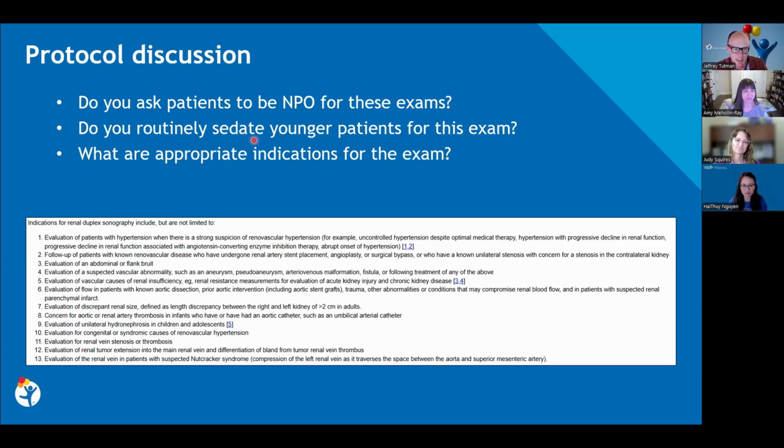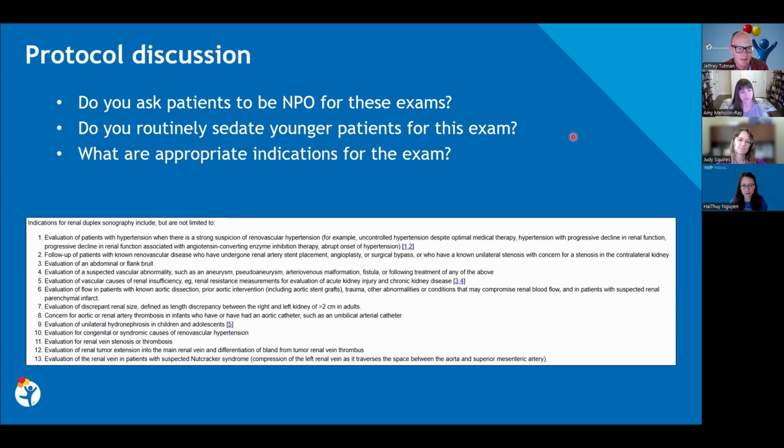Then there was a question that was submitted. Do you ever perform sedation? So for your younger patients that you're doing a renal Doppler ultrasound, do you ever sedate patients for this? Yeah, we don't either. I wonder, do you ever sedate for any ultrasounds, even outside of renal Doppler? Not that I can think of. Yeah, we don't either.